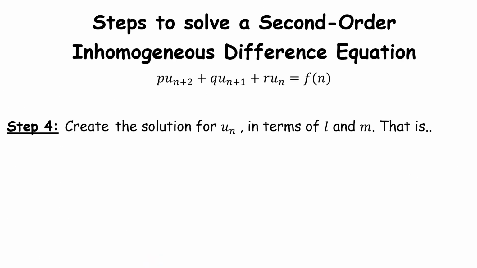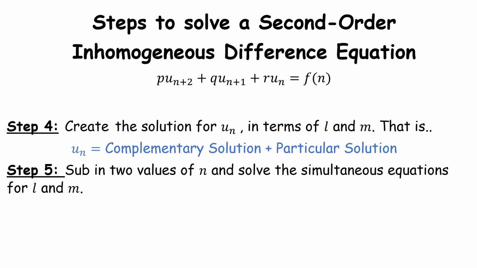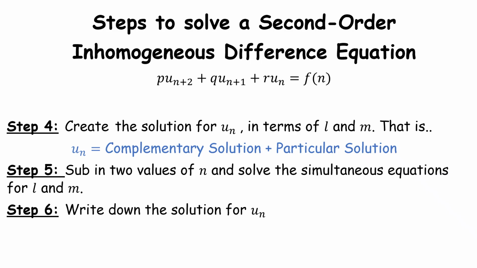Step four, once you have both solutions, the complementary and the particular, we're going to create a solution for u n that puts the two together. So it's going to be the complementary solution plus the particular solution. Step 5, we're going to sub our values of n into this u n and solve simultaneously. And then we're going to write down our final solution for u n.